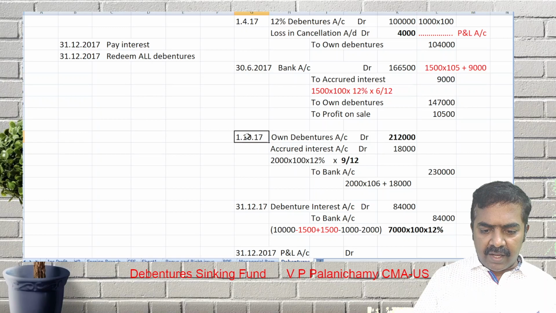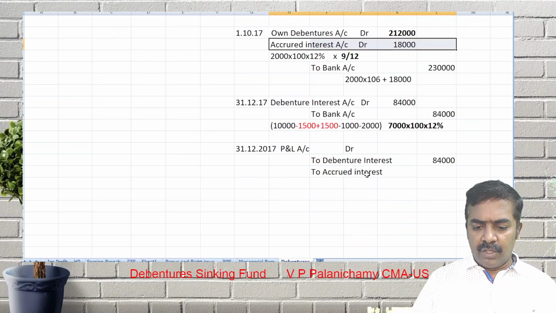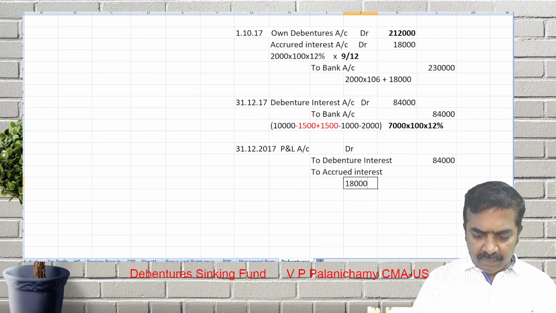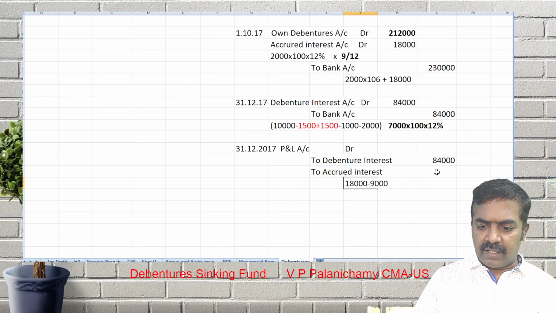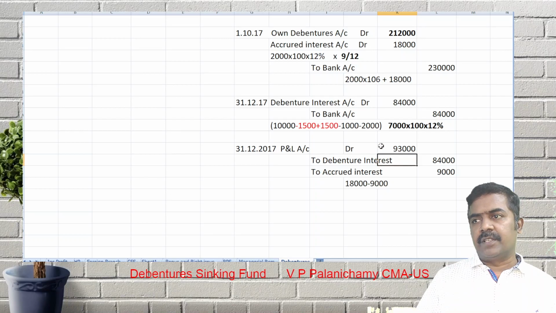அதே மாதிரி on 1/10 we paid the interest. We paid the interest. What is the net effect? 9,000. So 18,000 minus 9,000. What is the net accrued interest? 9,000 வரும். So 84,000 plus 9,000, how much will be charged? 93,000 will be charged.